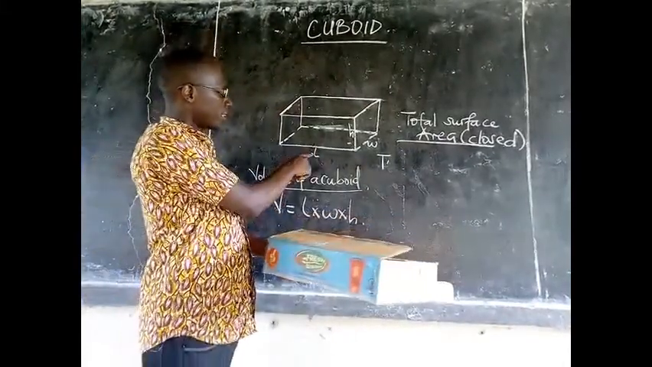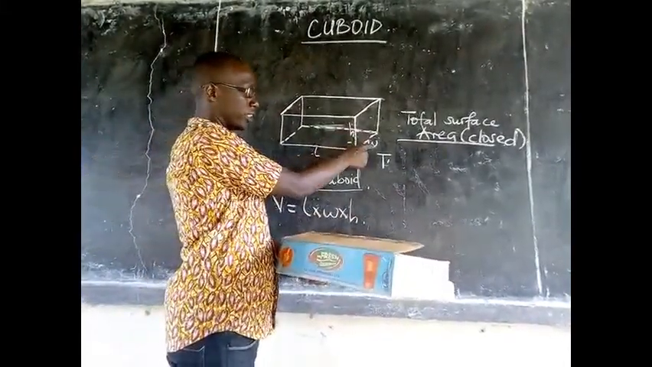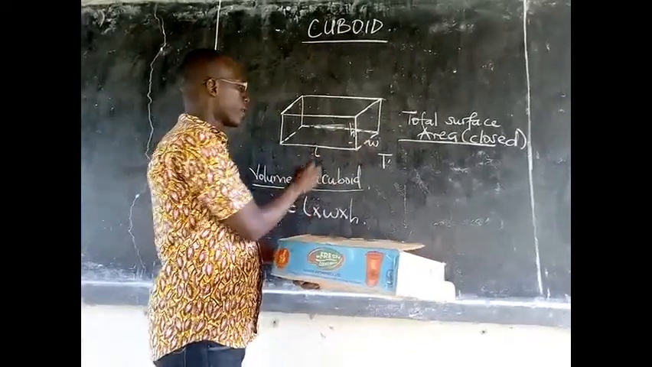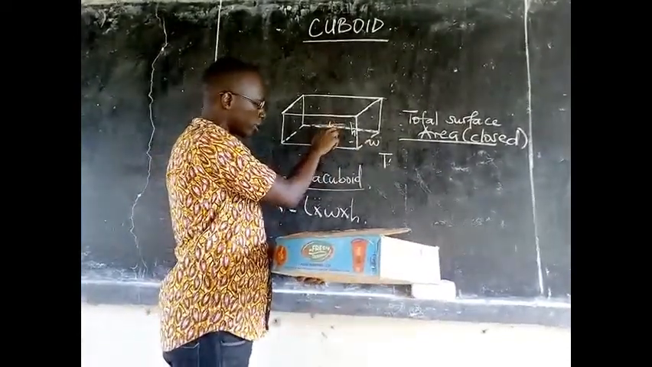So we have said the length, the height, the width here. But we said two opposite faces are equal. It means if this is the length, also this one here is the length.